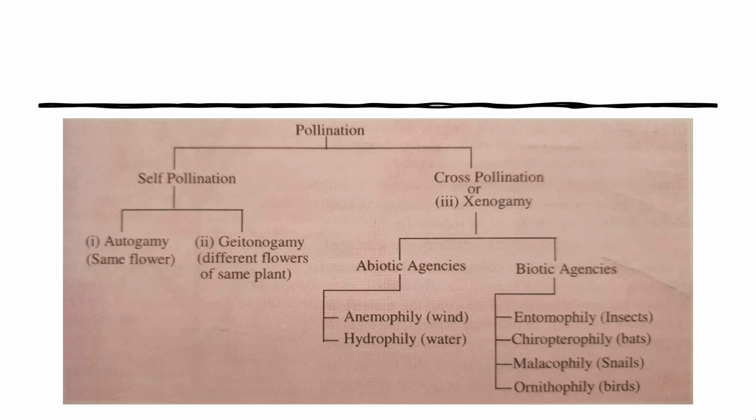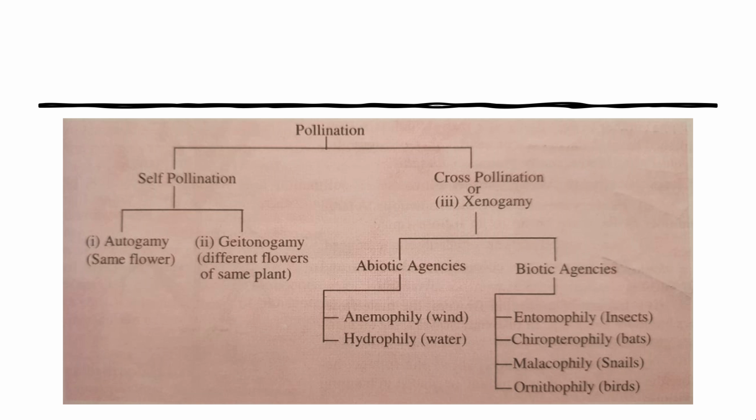Now this is a summary of the kinds of pollination, self-pollination and cross-pollination. As we are watching in this slide, self-pollination is of two types: autogamy and geitonogamy. Autogamy means same flower, and geitonogamy means different flowers of the same plant. And cross-pollination, as I have told in the previous slide, is xenogamy. In this, pollinating agents are required.